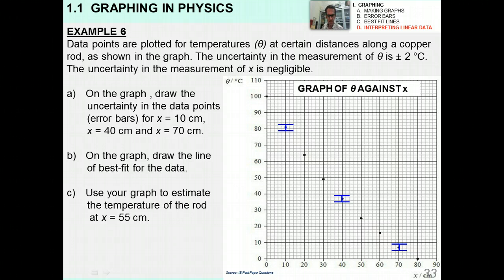On the graph, draw the best fit line for the data. That's pretty easy. I expect you to be able to do that. Okay, use your graph to estimate the temperature of the rod at 55 centimeters. You're using interpolation for this. Okay, so that looks like that's about at 20 degrees Celsius.